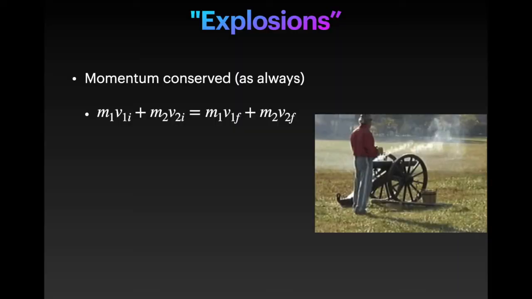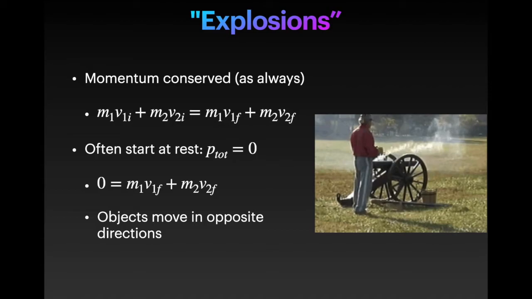Because we have two isolated interacting objects, momentum is still conserved as always. And things often start from rest. In that case, the total momentum is zero, because if both objects start at rest, then the initial momentum is zero. If we plug that in for the initial momentum on the left-hand side, we can see that the only way to get two things to add up to zero is if one of them is positive and one of them is negative. So the objects are going to move in opposite directions.